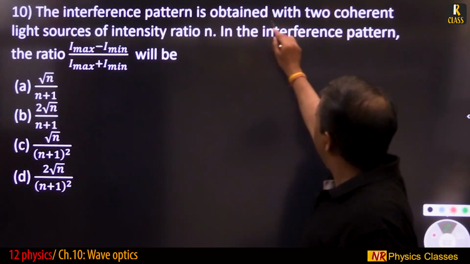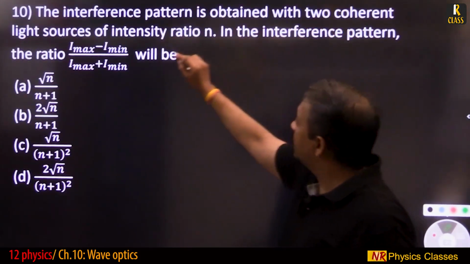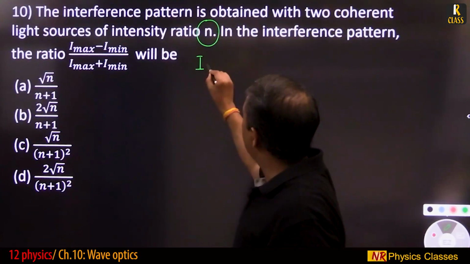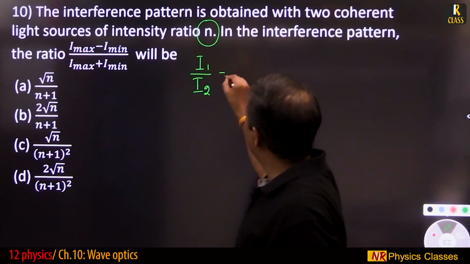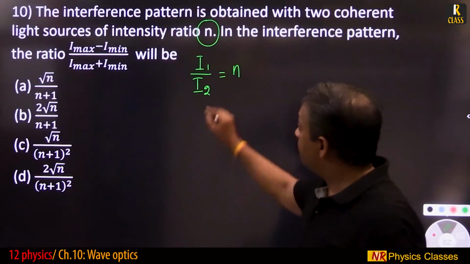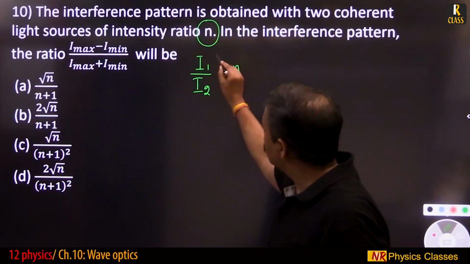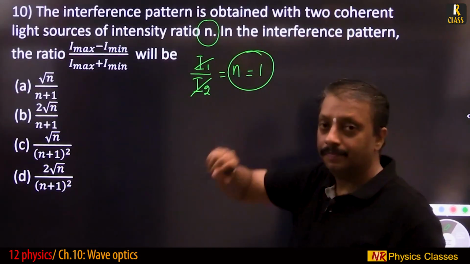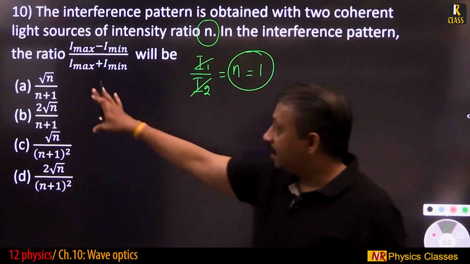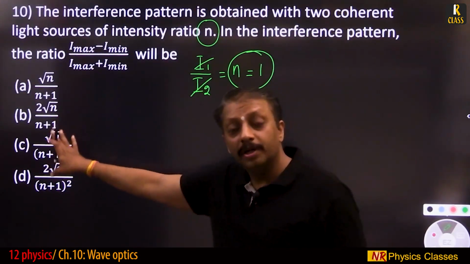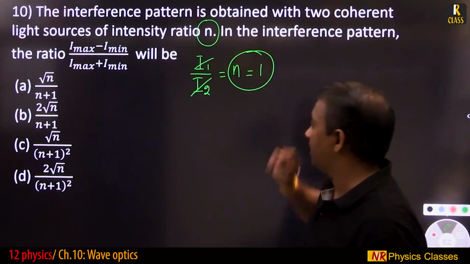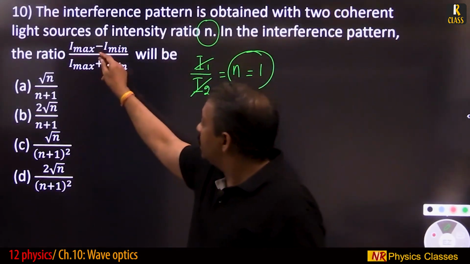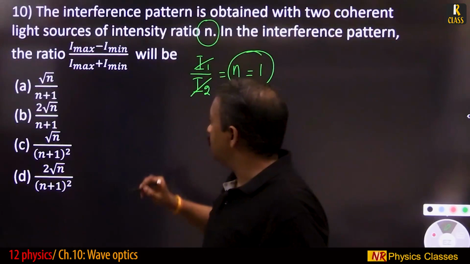The interference pattern is obtained with two coherent light sources of intensity ratio n. So I1 by I2 equals n. If I1 is equal to I2, then this ratio is 1. If the condition is true, then it should be true for 1 also, right? That's why 1. Now, (I maximum minus I minimum) by (I maximum plus I minimum).